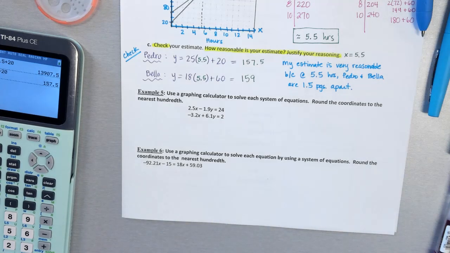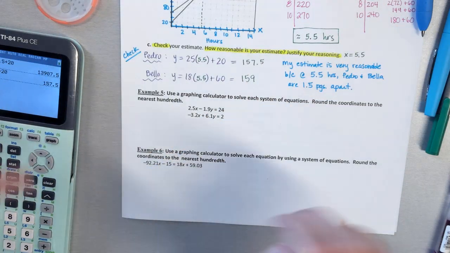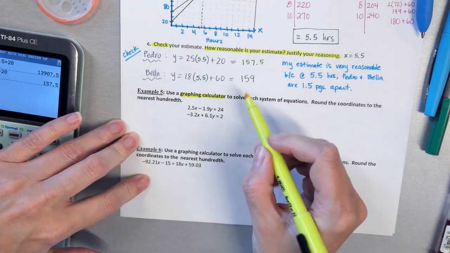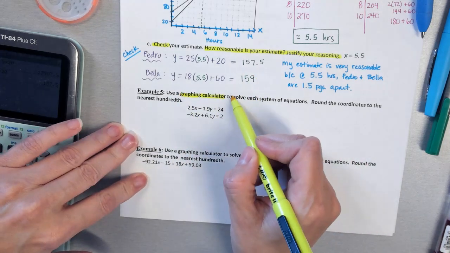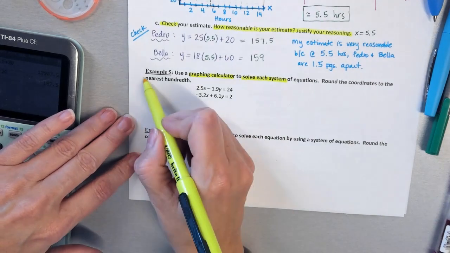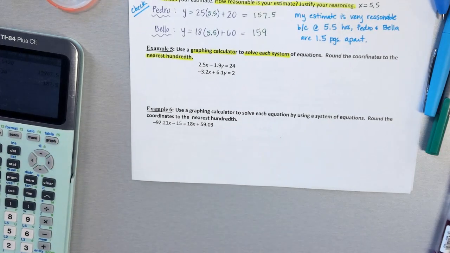All right, so the next thing I'm going to do is teach you how to use a graphing calculator to graph. Will you just raise your hand if you've graphed equations on a graphing calculator before? Okay. So when you are using a graphing calculator, we are going to use that with example 5 and example 6. You can use this to solve systems. Okay, and then notice it says you're going to round to the nearest hundredth. So that's what we're going to be doing for both of these.